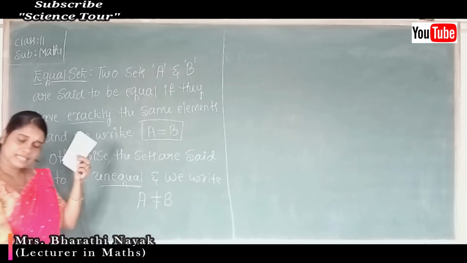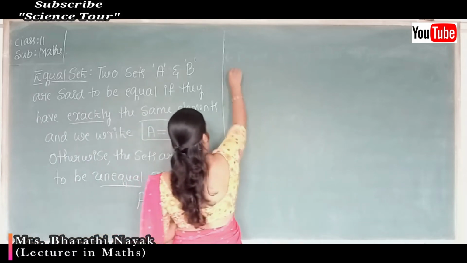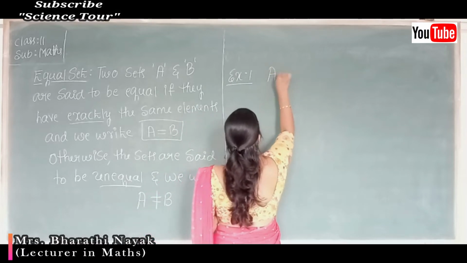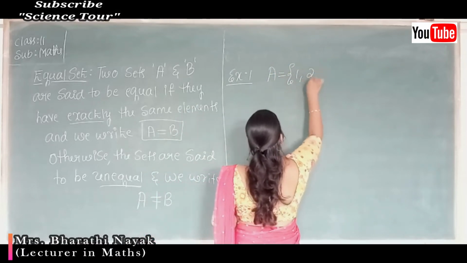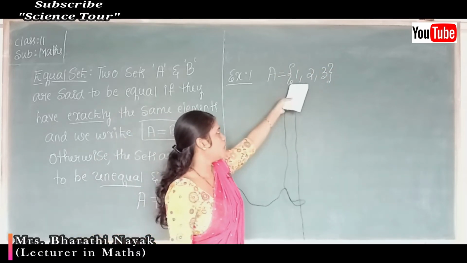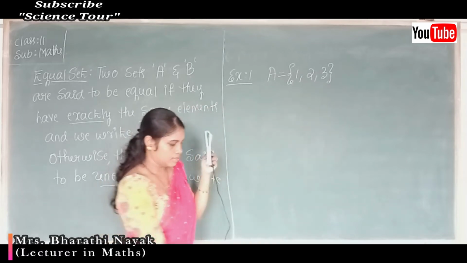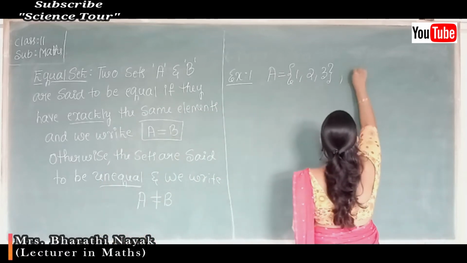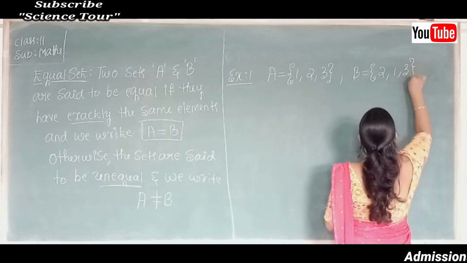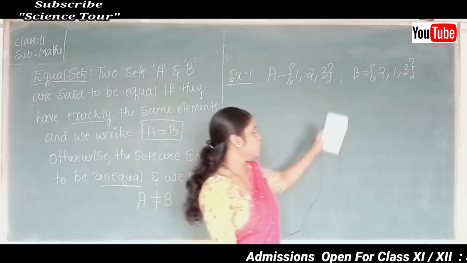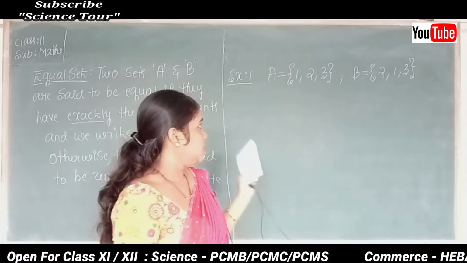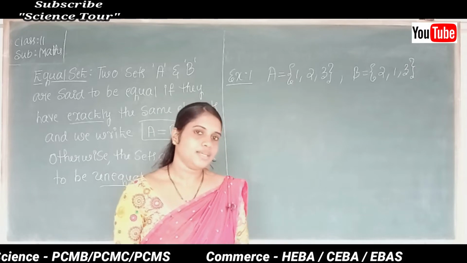I'll consider a few examples. Example 1: let set A = {1, 2, 3}. I'll consider another set B = {2, 1, 3}. Now can you tell me whether these two sets are equal or unequal?